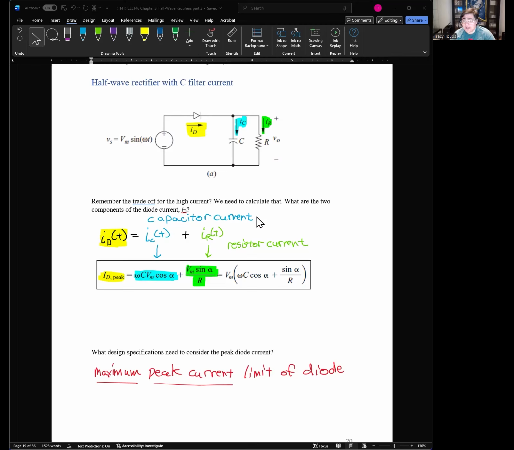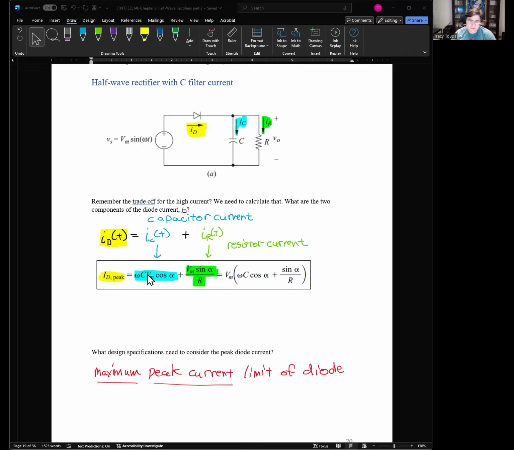We need to calculate this high current to then figure out how big of a diode we need. So what are the two components of the diode current, ID? Well, just using basic node analysis, ID splits off into IC, the capacitive current, and IR, the resistive current. So ID must equal IC plus IR.